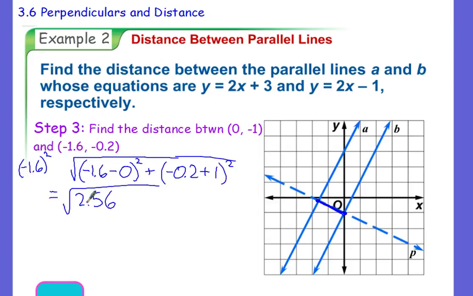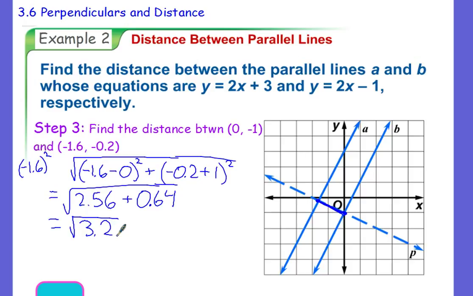I got 2.56 plus, do the same over here. If you want to put all of this in your calculator, you can totally do that, but put parentheses around this and square it on the outside of the parentheses. Okay, and if you do that correctly, you get 0.64. All right, go ahead and add those together. And you get the square root of 3.2, which is such a weird number already.